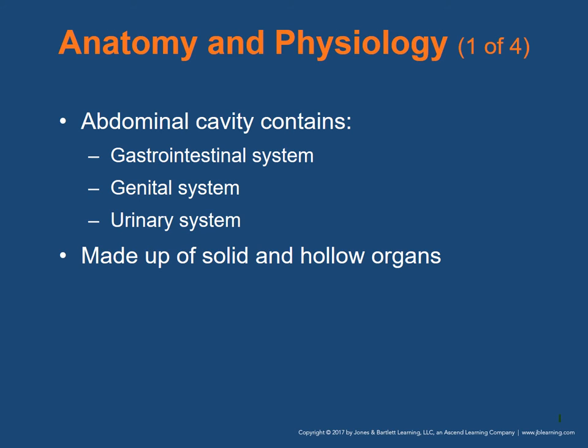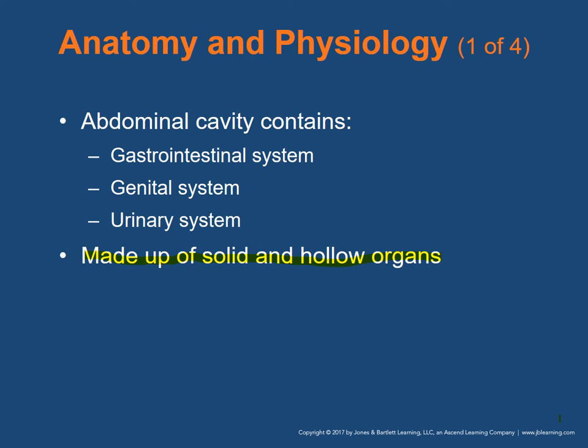in reference, of course, to the genitalia and the urinary system, because in both males and females, the genital system and the urinary system are very closely related to each other or function with some dependence on the other. They are made up of both solid and hollow organs. This is key to remember when we're dealing with the abdominal system, because eventually we're going to get to trauma and how it relates to the abdominal organs.